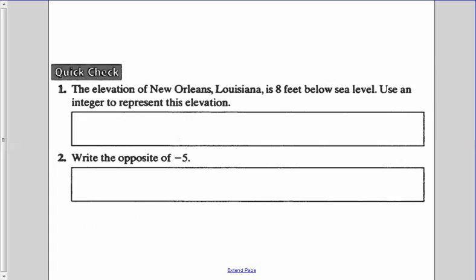The opposite of 6 is -6. Let's continue looking at some examples. Go ahead and practice these, and we'll check in a second.